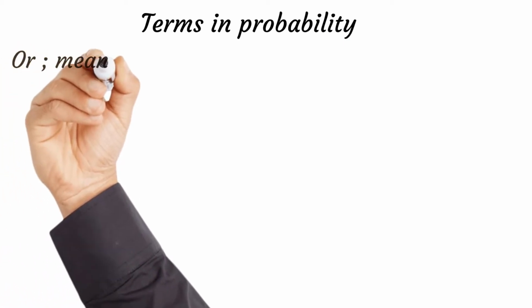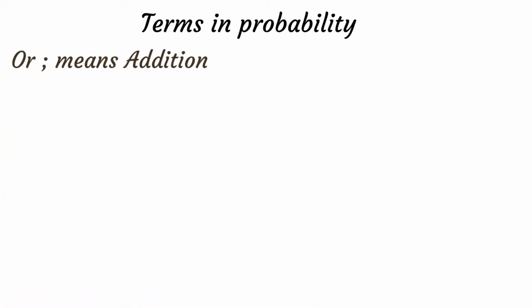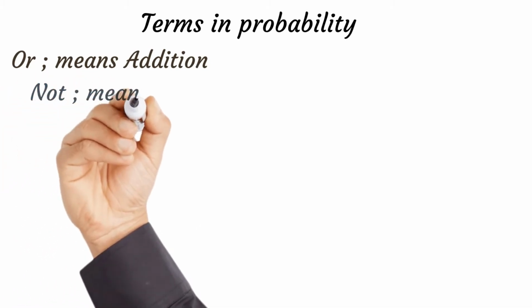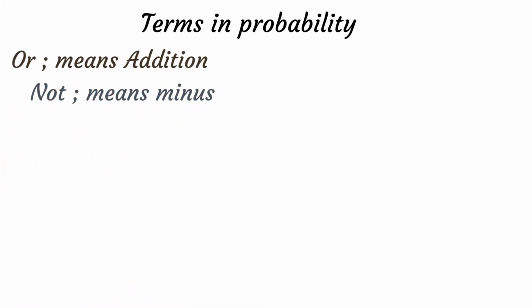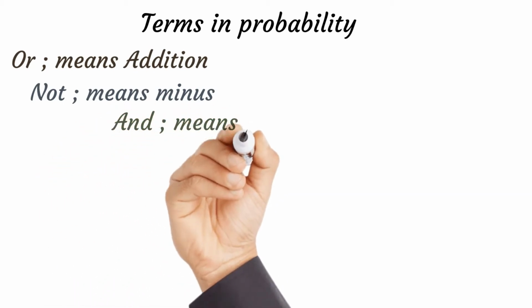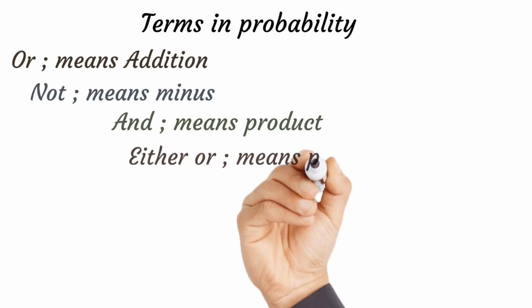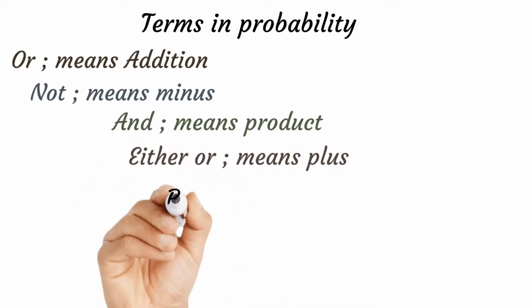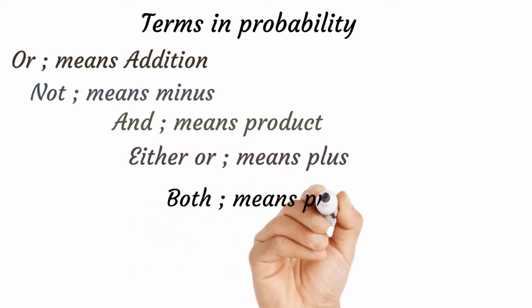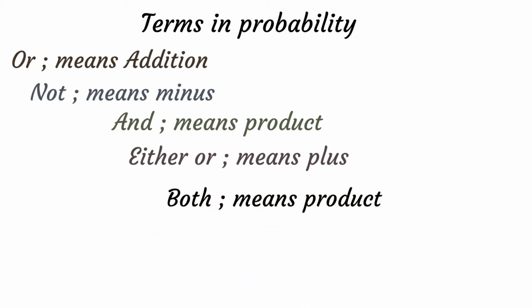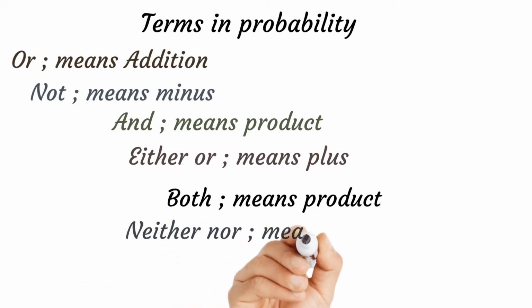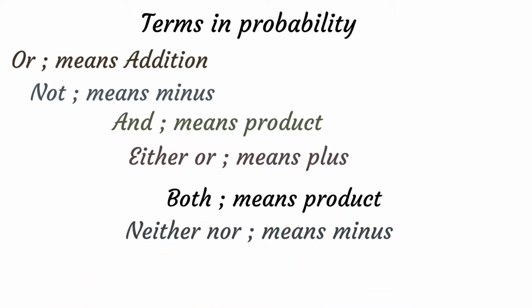Terms in probability. Or in probability means addition or plus. Not in probability means minus, right? And means product. Either or means plus. Both means product, that's times the two terms. Neither nor means minus. And then finally all means product.